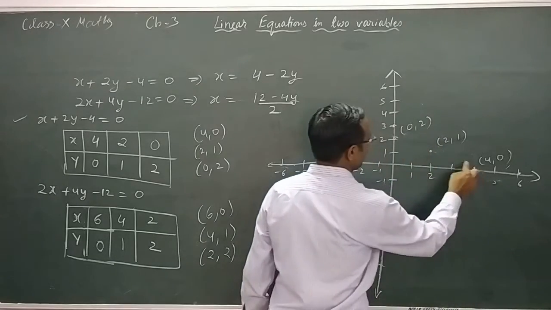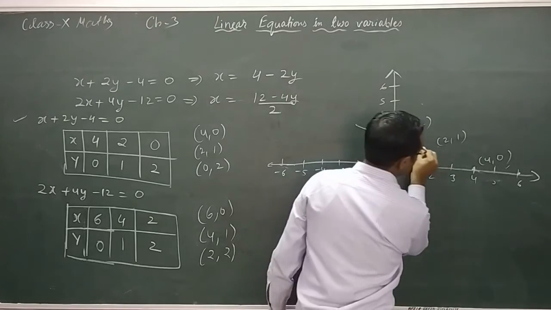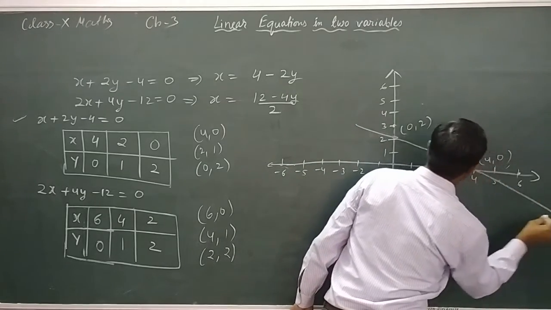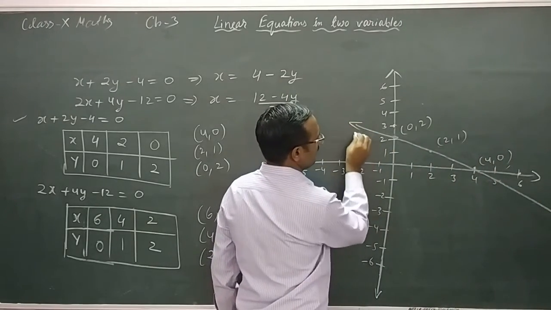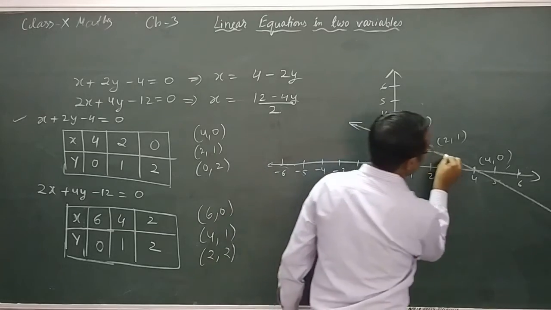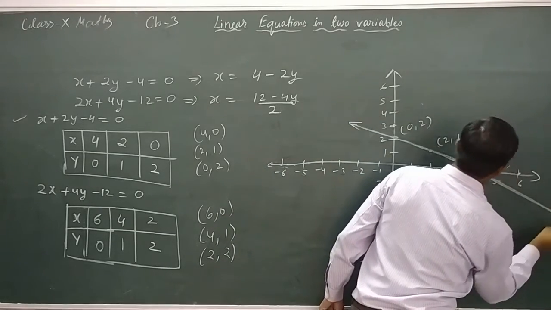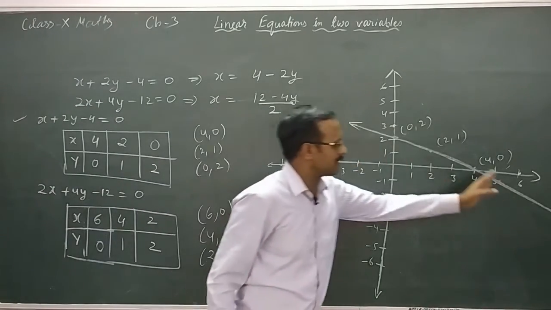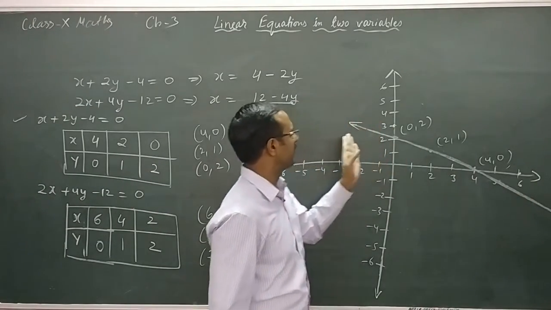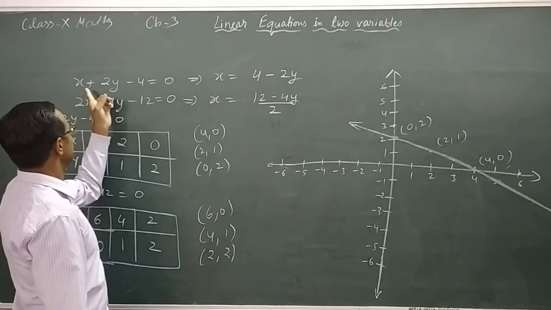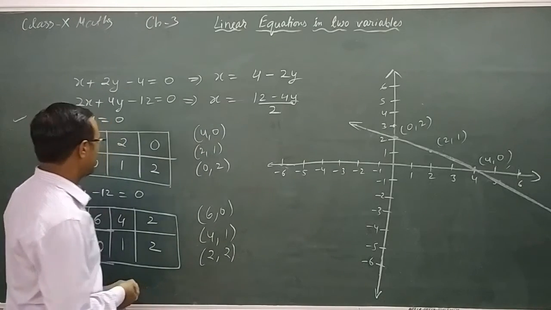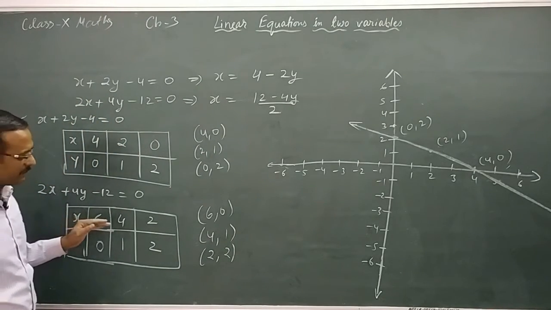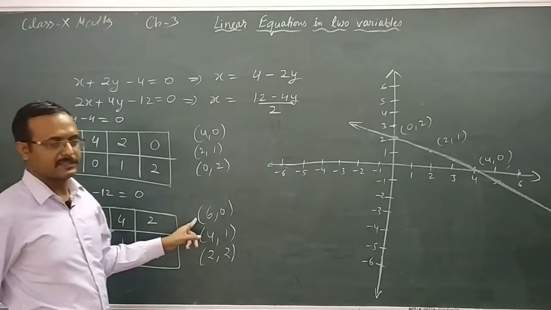Now if we join all of these 3 points, we can see that these 3 points are in a straight line and they will form a straight line. And if we take any point on this line, all of the points will be the solution of this first equation. Now coming to the second equation, the first point is 6, 0.